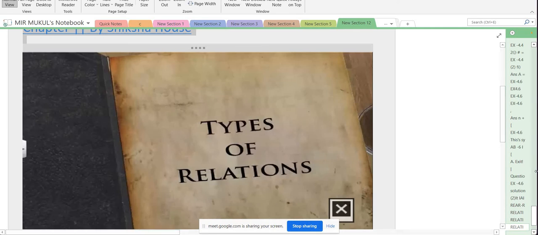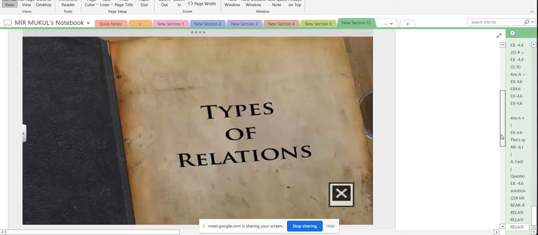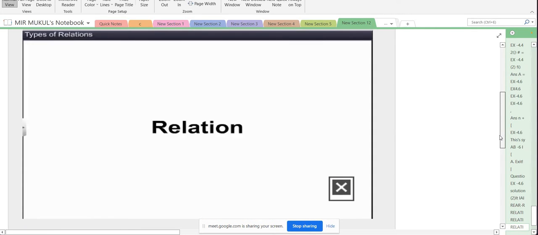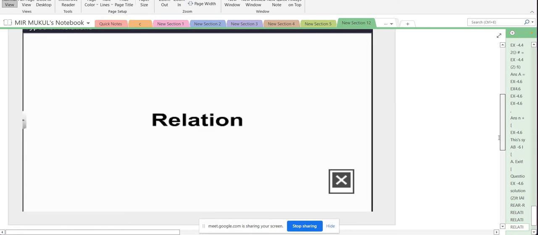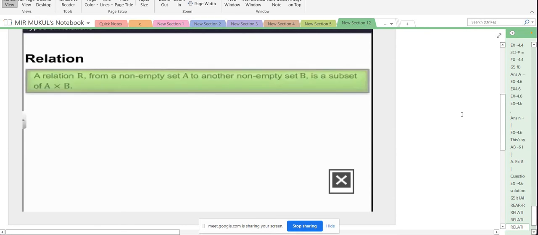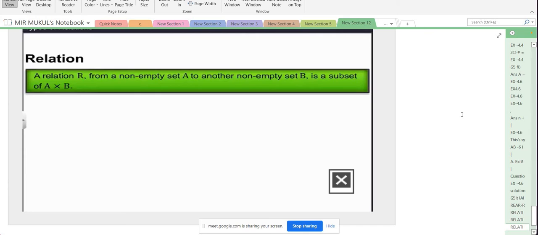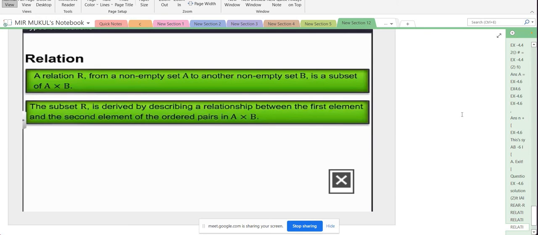In this module, you will learn about different types of relations and their properties. Let's take a quick look at relations that you learnt in your previous class. A relation R from a non-empty set A to another non-empty set B is a subset of the Cartesian product of A and B. The subset R is derived by describing a relationship between the first element and the second element of the ordered pairs in A cross B.